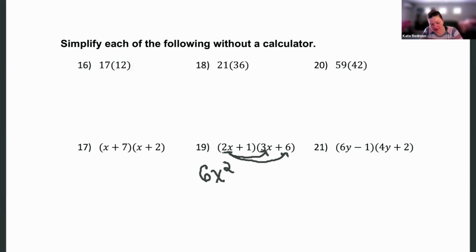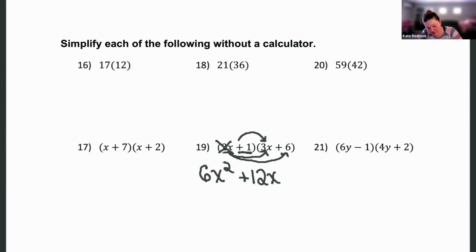Now passing 2x out to positive 6. I read that as positive when I'm multiplying. I get positive 12 with an x shoved up on its backside. Right. Finish passing out the 2x. Now it's time to pass out the positive 1. Positive 1 times 3x.